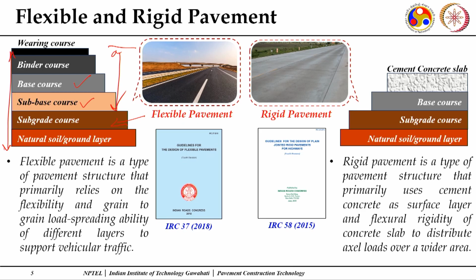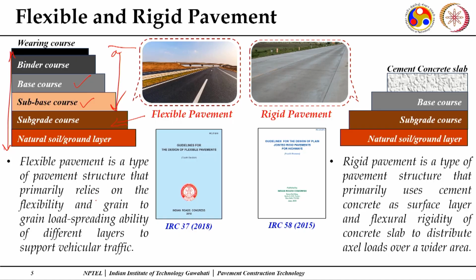Now, these layers are quite flexible. They have less flexural strength compared to, this is a comparison made with the rigid pavements. So, it is a type of pavement structure that primarily relies on flexibility and grain to grain transfer. These layers rest over each other, they do not have a very high flexural strength, unbound materials are there. So, the load transfer mechanism is through grain to grain transfer, and they are resting over each other.